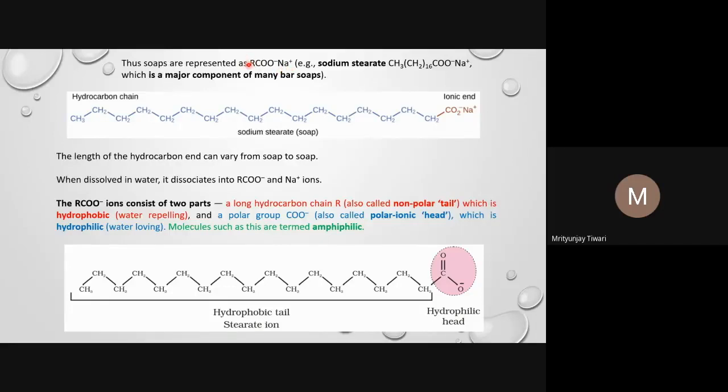This R is a long hydrocarbon chain. An example of a soap is sodium stearate, which is a major component of many bar soaps. Sodium stearate contains an alkyl chain of 17 carbon atoms, so the terminal is CH3 and then CH2 16 times. The COO minus is the carbon that is not part of the alkyl chain; it is part of the carboxylate functional group. COO minus Na plus is a salt.